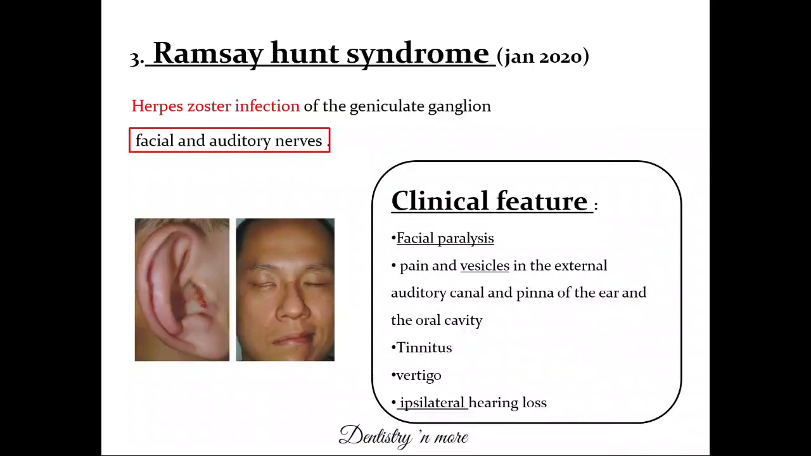Then last but not the least, Ramsay Hunt syndrome. This is one question asked as short notes, and you can answer by stating that it is associated with herpes zoster infection of the geniculate ganglia, and the nerves involved are the facial and auditory nerves. As the facial nerve is involved, there is facial paralysis, and also pain and vesicles in the external auditory canal, the pinna of the ear, and the oral cavity. There is tinnitus, vertigo, and ipsilateral hearing loss.